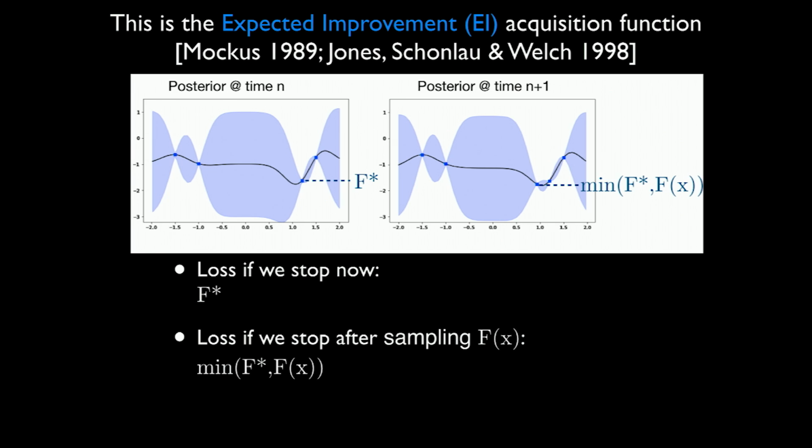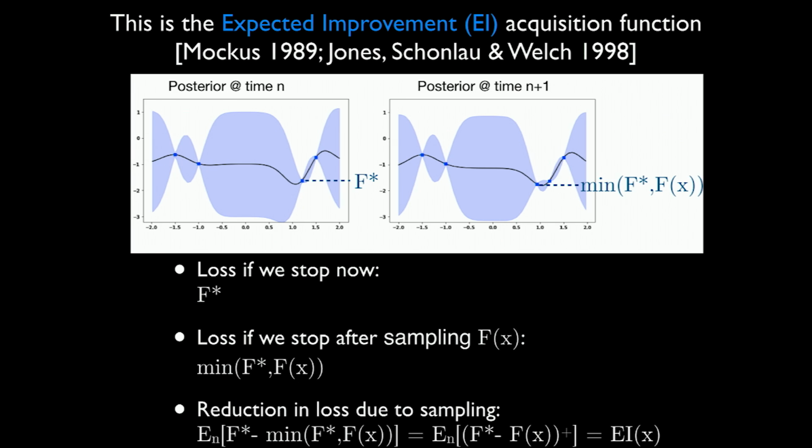The benefit, the reduction in loss that I get due to that single sample, is just the old value, f star, minus this new value, the minimum of f star and f of x, which I can rewrite in this way. So it's f star minus f of x, the positive part of that quantity. Now, before I evaluate at x, I don't know what f of x is. But I have this Bayesian posterior distribution over the objective, so that gives me a probability distribution for f of x. So the expected improvement acquisition function takes the conditional expectation of this improvement under the time n posterior distribution. That's what this n means. And that's defined to be the expected improvement.